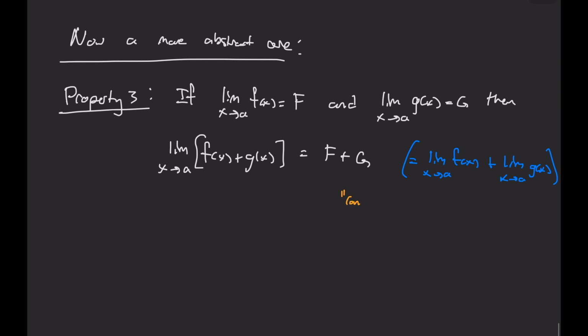So you can interpret that as, okay, you can distribute the limit over the sum when they exist. The existence is an important part here.